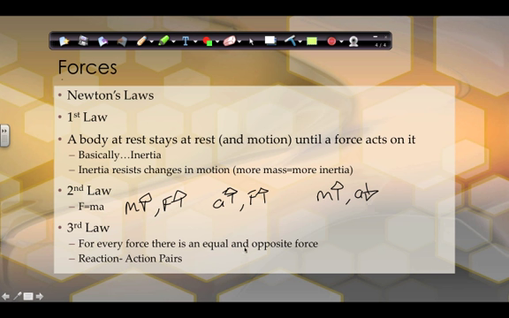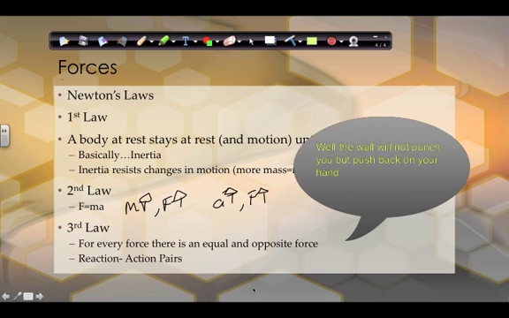And our third law deals with action-reaction pairs. So for every force, there is an equal and opposite force. So basically, if you punch a wall, the wall will punch your hand back with an equal and opposing force.